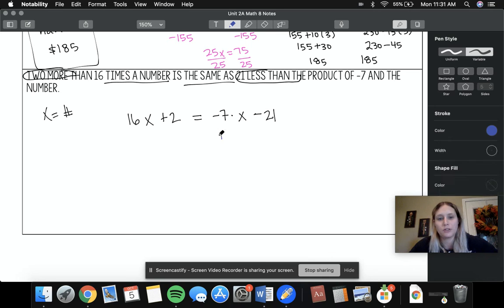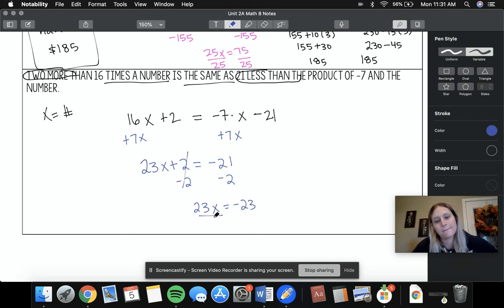So now we are going to move our variable onto one side and get 23x plus 2. Then I'm going to subtract 2. And you get x equaling -1. So -1 is that number.